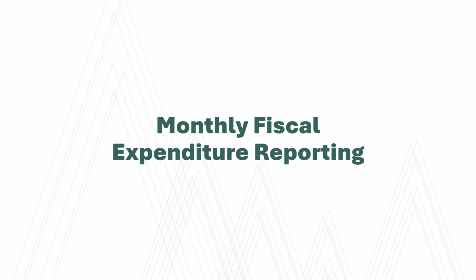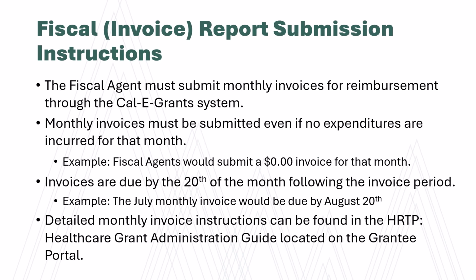Monthly fiscal expenditure reporting. This next section will provide an overview of the monthly invoicing process. HRTP healthcare projects are state-funded and work on a reimbursement system. The fiscal agent/awardee must submit monthly invoices for reimbursement through the Cal eGrant system. Monthly invoices are required for all projects, regardless of spending activities. If no expenditures are incurred in a particular month, awardee/fiscal agents must submit a monthly invoice requesting reimbursement for $0.